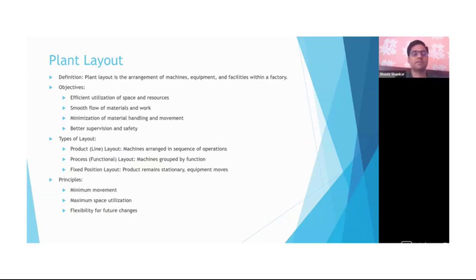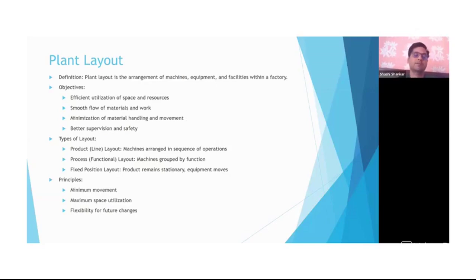So machine arranged in sequence of operations. Next one is process functional layout. So machine grouped by function. Okay. So one function, all machine in one group, another function, all machine in the other group. Next one is fixed position layout. So product remains stationary, equipment moves. Okay. So product remains stationary and equipment moves. In that situation, fixed position layout will be considered.